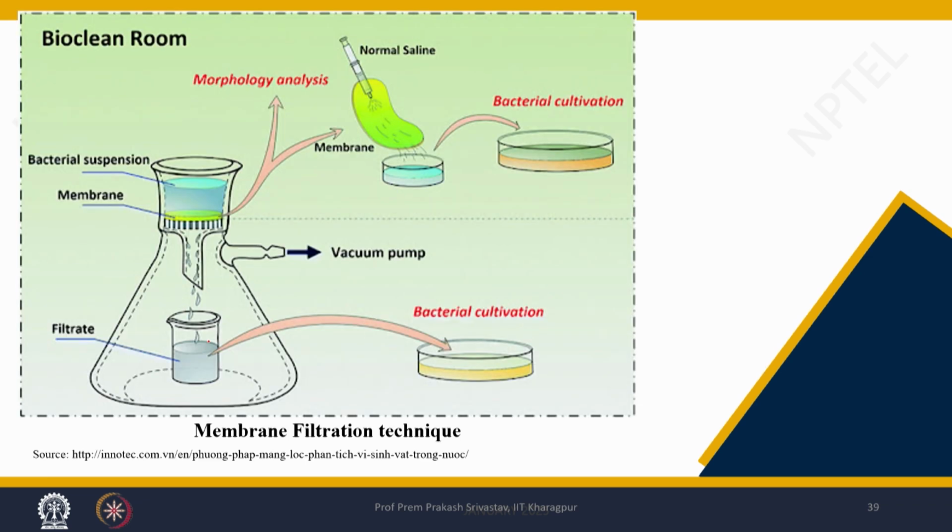This is the pictorial representation where the bacterial suspension is filtered through a membrane using a vacuum pump or vacuum device. The material which is retained on the membrane either goes for morphological analysis or it is serially diluted and then plated for bacterial cultivation. The filtrate also is subjected to bacterial cultivation.